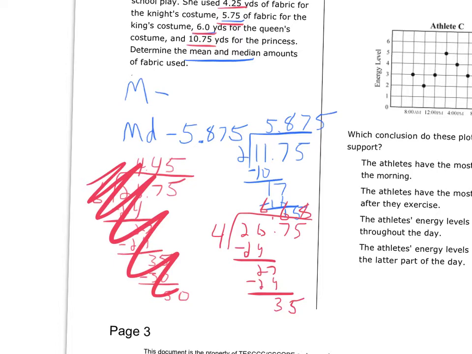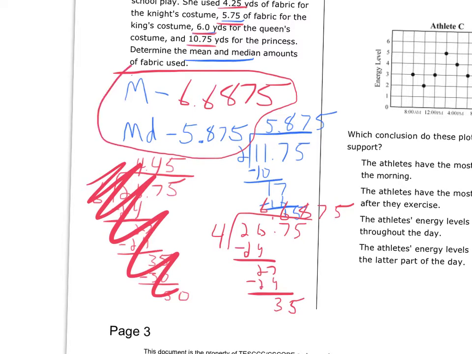So that comes to 6.6875. That's our mean. 6.6875. Sorry, I don't know why I divided by 6.